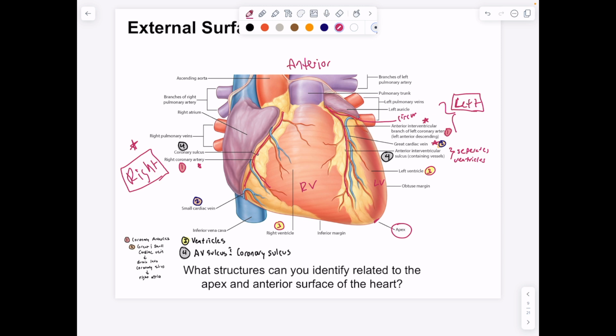If you were to open up somebody's chest and cut away the pericardium, this is the view that you would be presented with. On the right-hand side, you have the right ventricle, and on that same side, you'll have the right coronary artery. On the other side, you have the left ventricle and the left coronary artery, all right? And then that brings us to sulcuses.